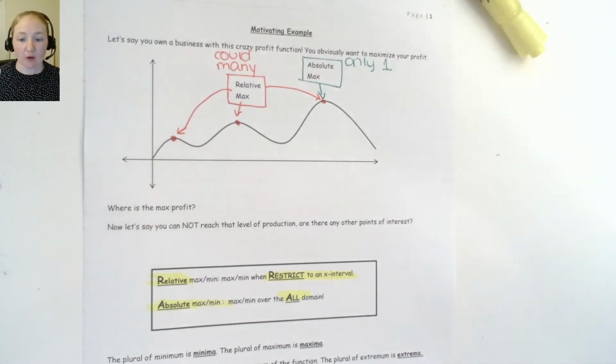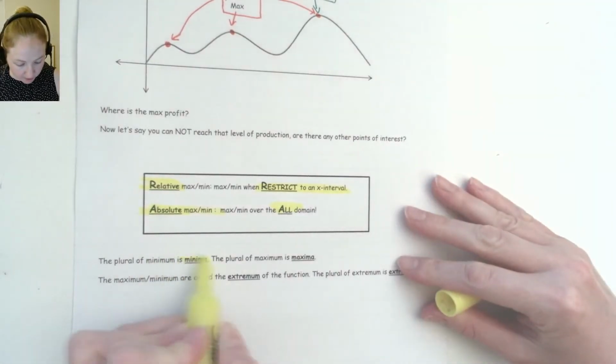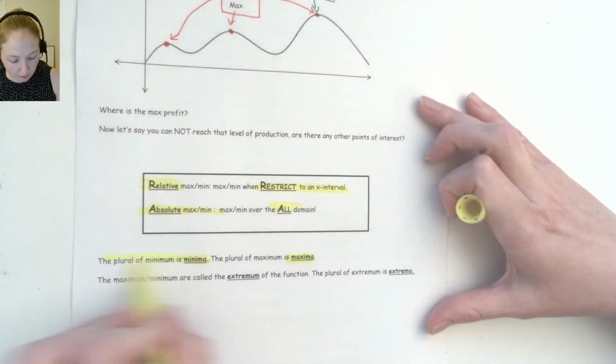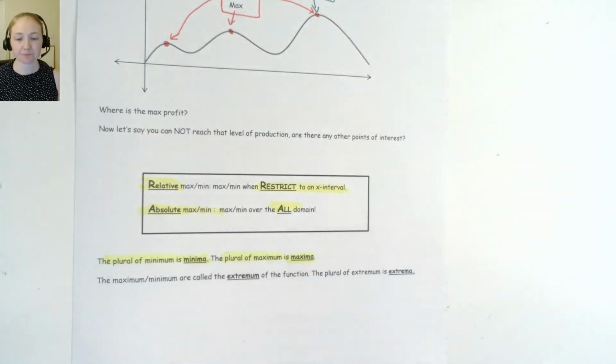So in general, relative is when you restrict to just a portion of the graph, and then absolute is when you look over the entire domain. Do also notice you will see these words minima and maxima appear throughout the section, and those are just plural. So when you have more than one, they're plural for minimum and maximum.